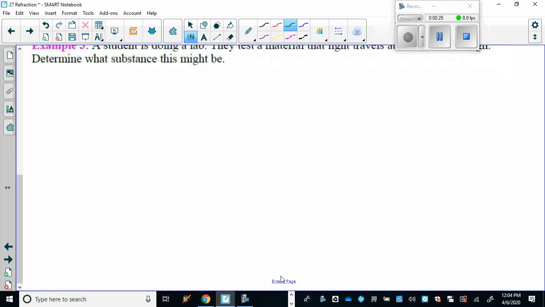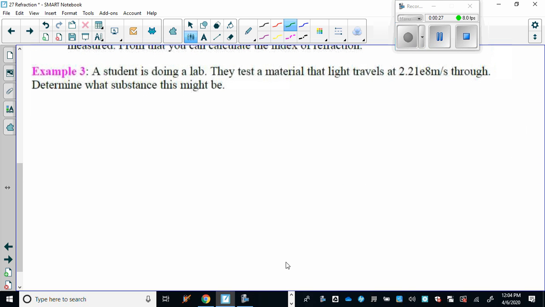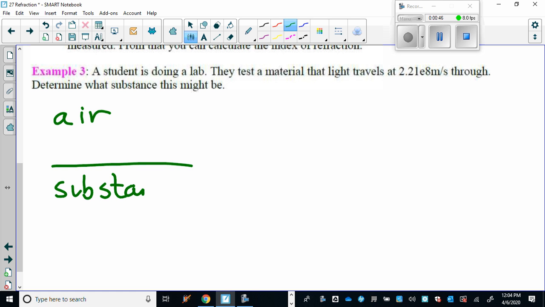to the example. It says a student is doing a lab. They test the material that light travels at 2.21 times 10 to the 8 meters per second through. Determine what the substance is. So we would assume, if we're doing it in the lab, that the substance is going from air into this substance, which we don't know.